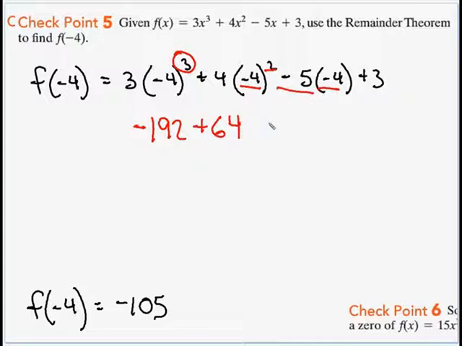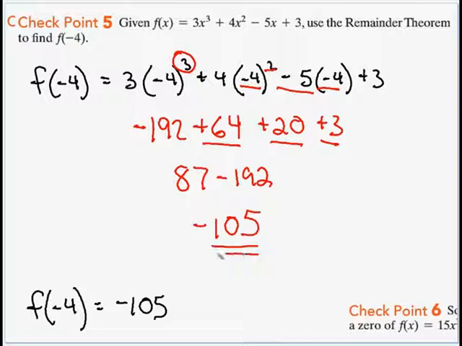Minus 5 and minus 4 multiply to a positive 20, and then we have plus 3. If I add up, again, this is the way I like to do it, I add up all my positives. That would be 84. Plus 3 would be 87 minus 192. And that takes us to negative 105, just like we found with the remainder theorem.